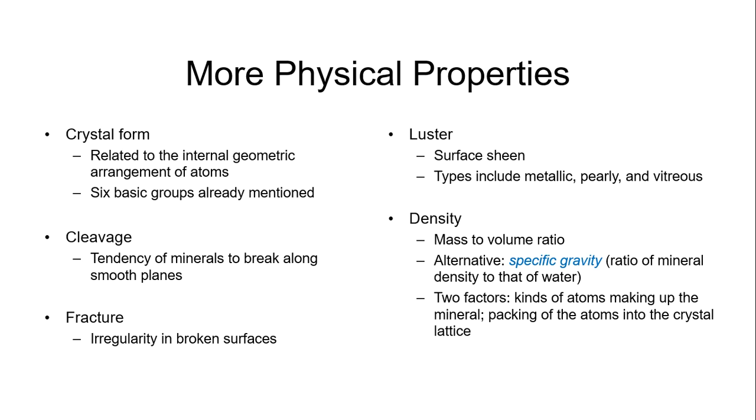And so silver has much more luster. Density is also another property that determines the physical nature of minerals. We've defined density way back at the beginning of this course as the ratio of mass to volume, or mass divided by volume. Another alternative to density is called specific gravity. That's the ratio of mineral density to that of water. We'll talk about that in the next slide.